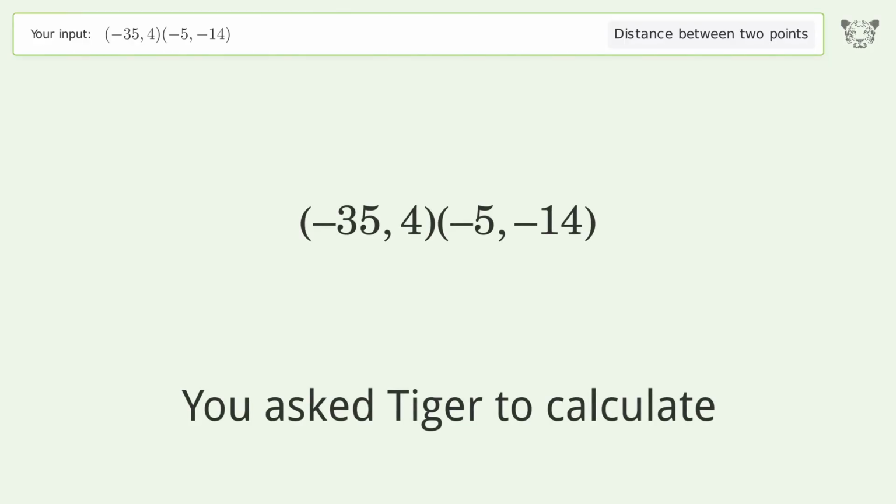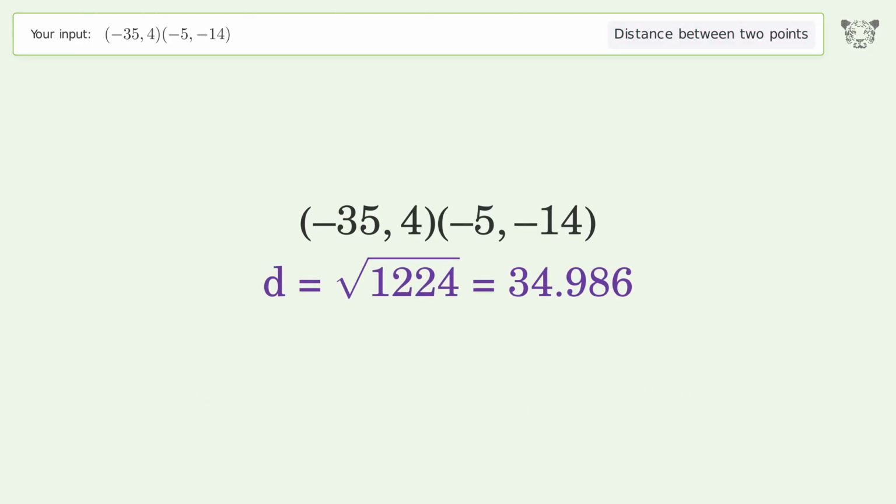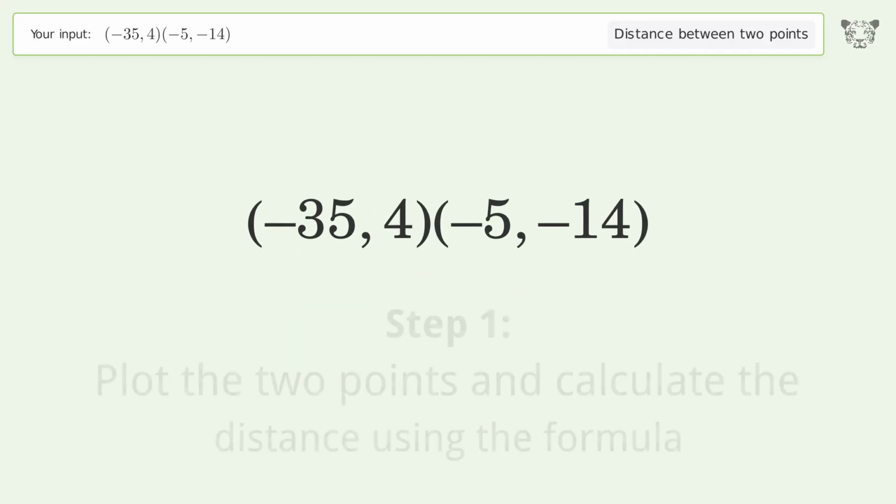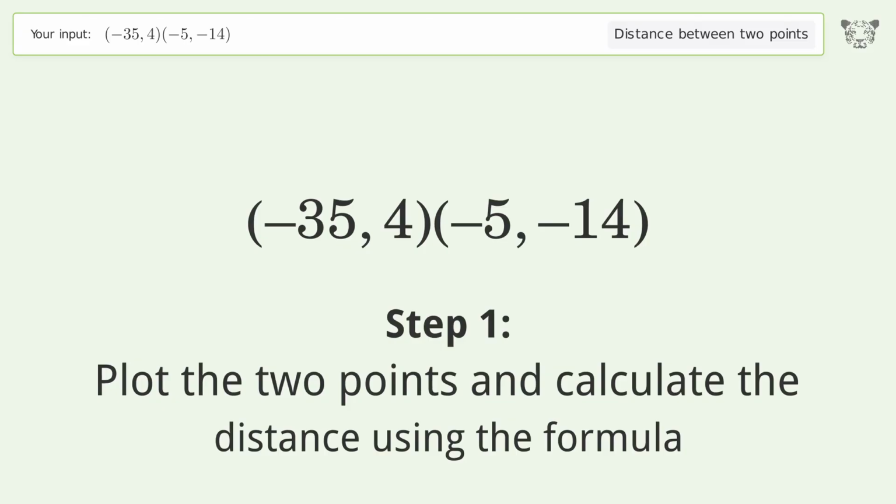You ask Tiger to calculate. This deals with the distance between 2 points. The distance between the 2 points is the square root of 1,224, or 34.986. Let's solve it step by step. Plot the 2 points and calculate the distance using the formula.